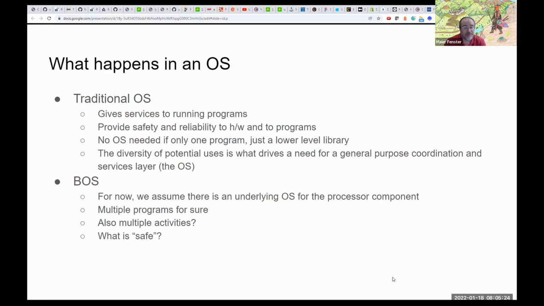So what's happening at the level of ROS? Can a rover do multiple activities at the same time? Can the rover walk and chew gum at the same time? That's 2 activities, okay? Does that really need an operating system?